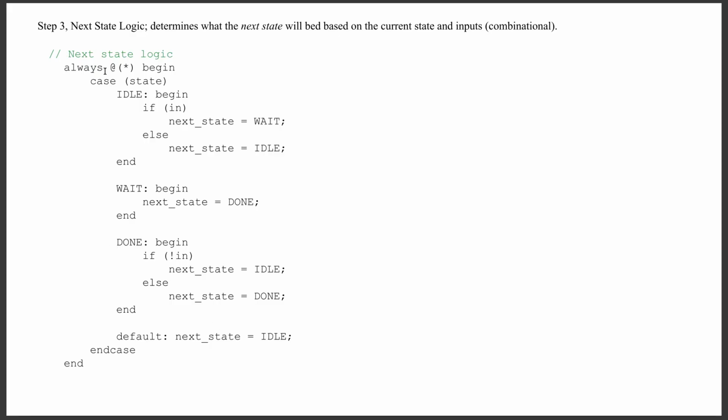Always at any change, we declare a case. For any state, if we're in idle, we begin. If there's an input, the next state goes to wait. Otherwise, we stay in the idle state. If we're in the wait state, the next state goes to done. And if we're in the done state, if there is no input, the next state goes into idle, else the next state stays at done. And then the default is the next state is idle.